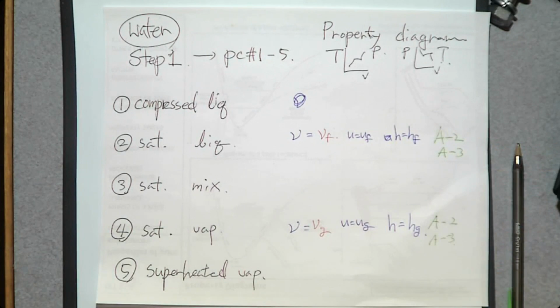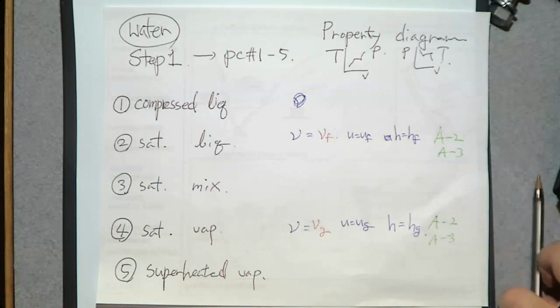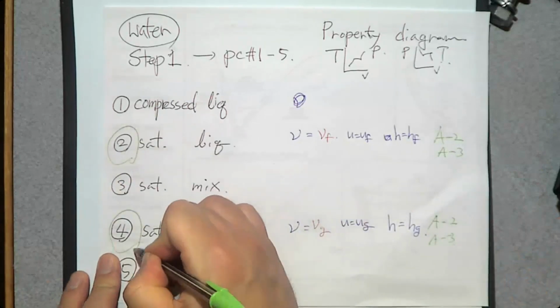So finding the properties of number 2 and number 4, there's no difficulty. You can find them directly from a property table. It just depends on whether you know temperature or pressure. If you know temperature, table A2. If you know pressure, table A3. So number 2 and number 4, they are easy. What about the next one?